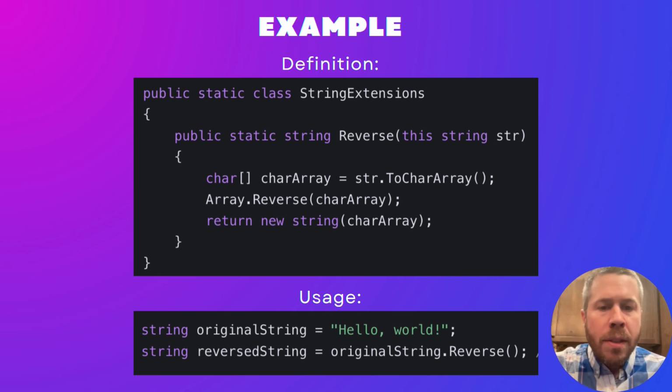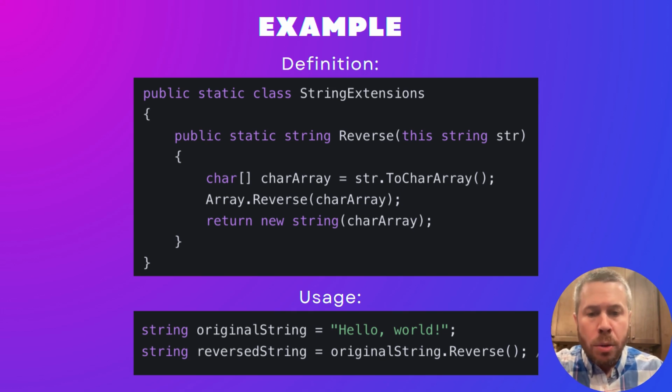So now that we have this extension method defined, you can go ahead and start using it. Nothing new here, right? You have a string called originalString where we're just going to make up a typical hello world text to learn with. And then the extension method is actually used in the next line here. We have reversedString equals originalString.Reverse.